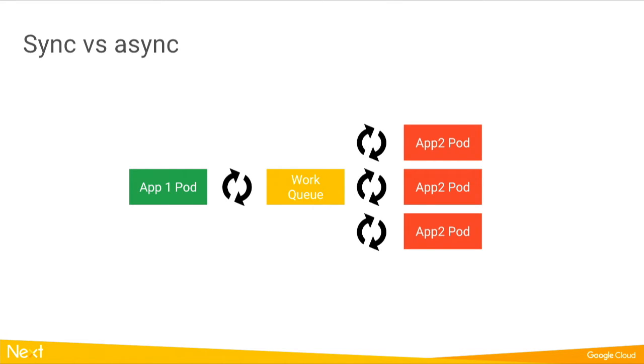This is what an async kind of looks like. Your pod puts something into a work queue. The other pods just kind of read from that work queue, finish the work, and maybe put it into another queue for the first pod to consume.